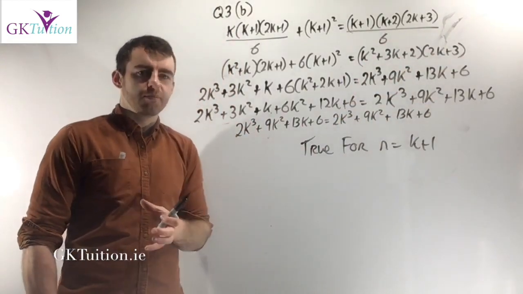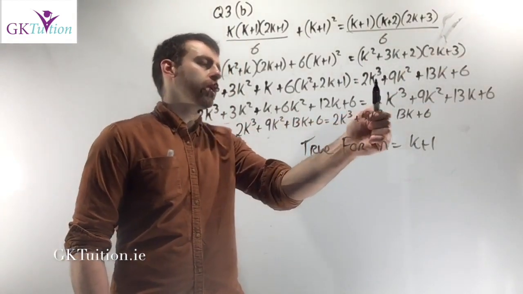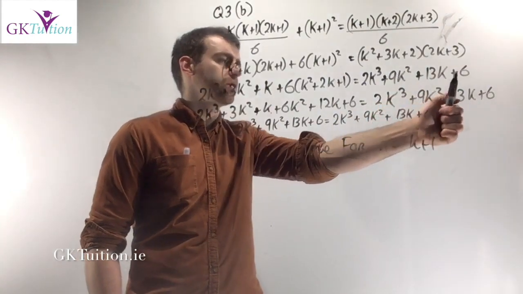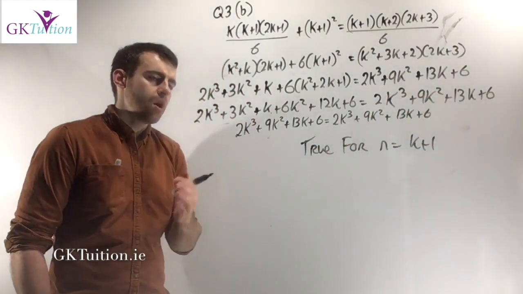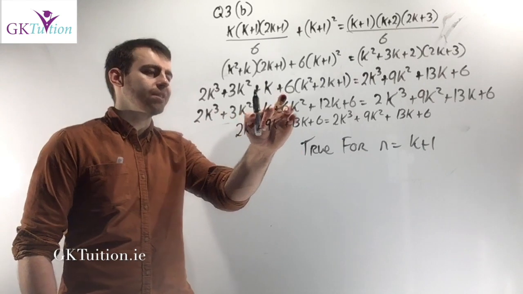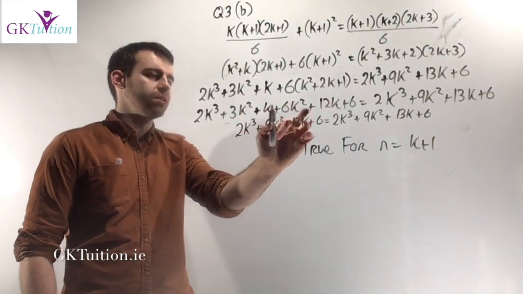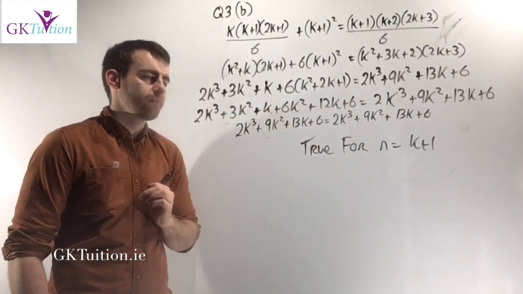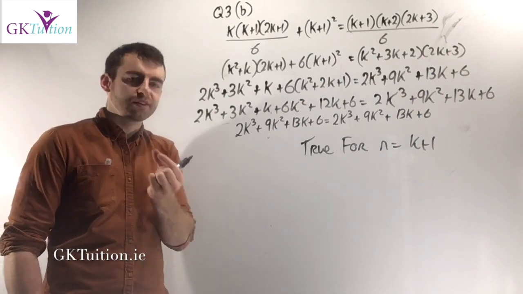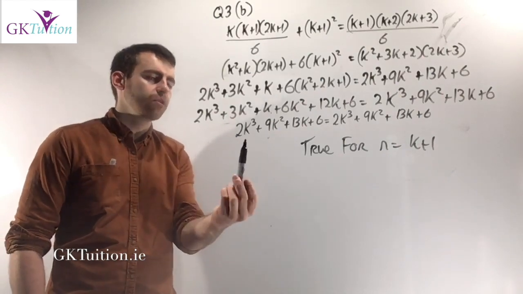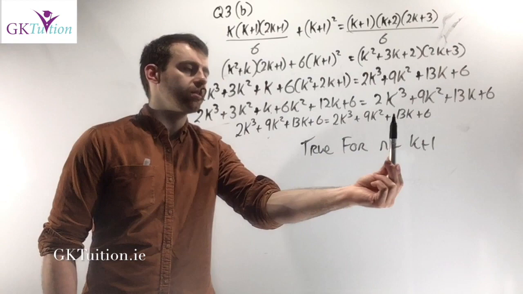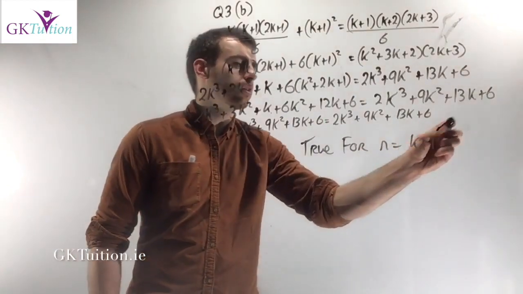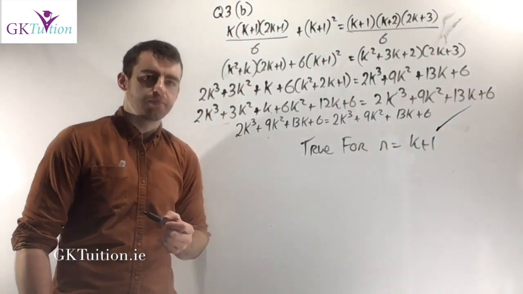Now obviously I'm skipping my lines, but you should end up with 2k cubed plus 9k squared plus 13k plus 6. All I did on the next line was multiply 6 by these 3 terms and got 6k squared plus 12k plus 6. I then grouped everything on the left hand side, all the like terms together, and I ended up with the same thing on the left hand side as the right hand side, which means I can conclude and say that it's true for n equals k plus 1.